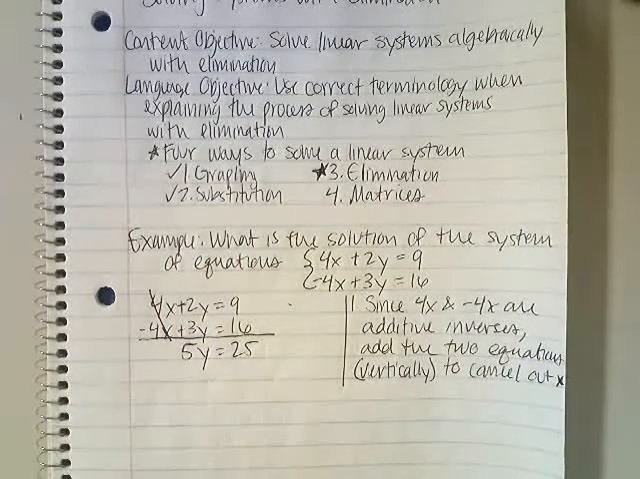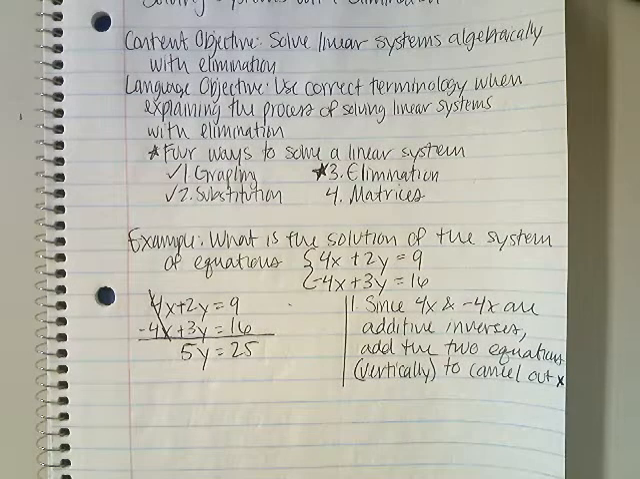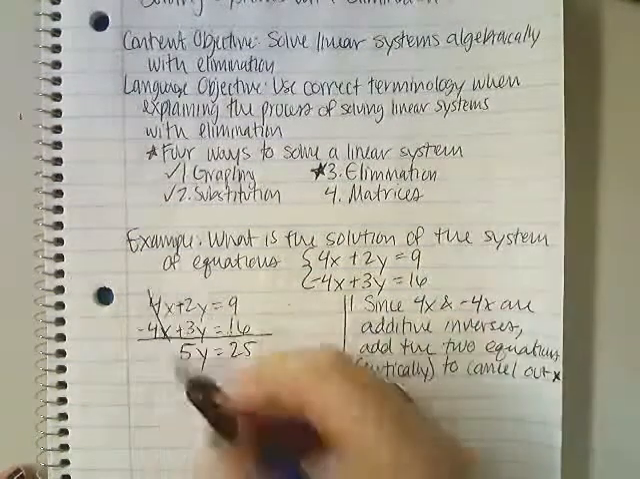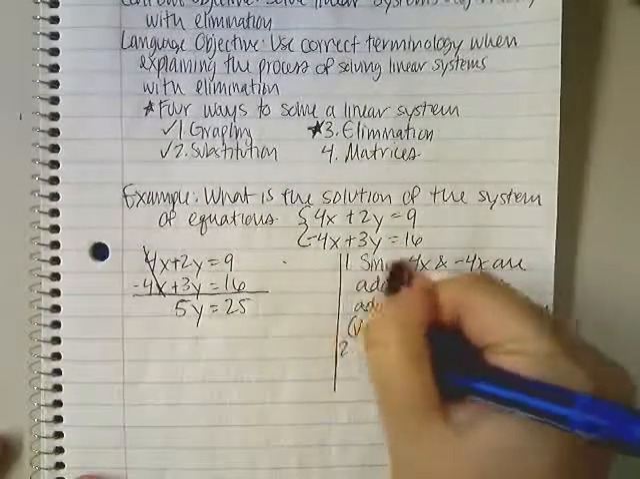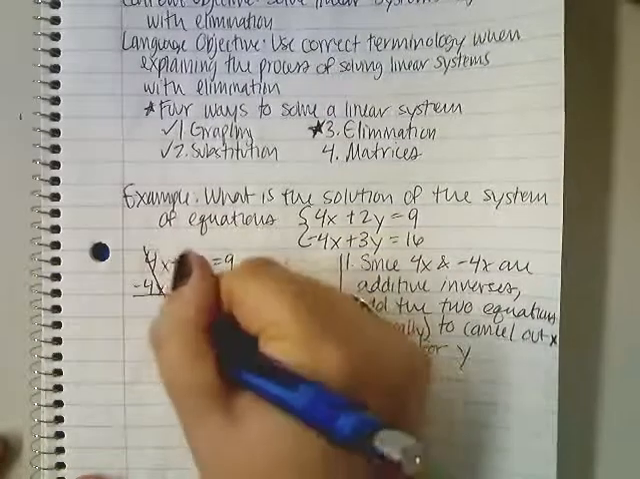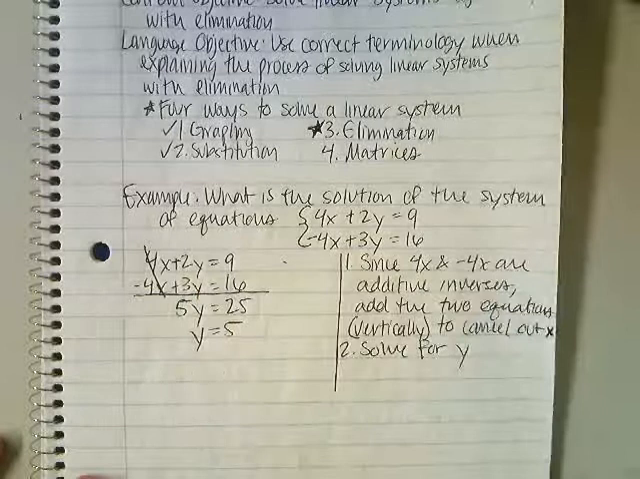So at this point, I now have only one variable, which means I can solve. The goal of solving a system is to get an equation with only one variable, so you can solve for it and then plug in and solve the other one. So now with elimination, we've successfully eliminated the variable x, so we can solve for y. That is our step 2. Solve for y. I divide both sides by 5 and I get y is equal to 5.